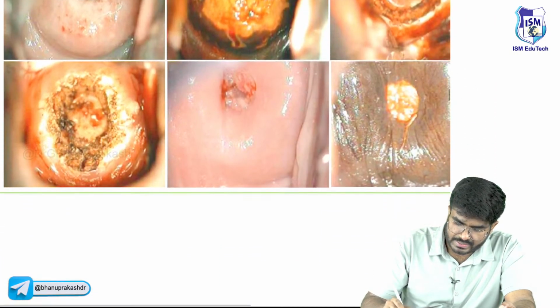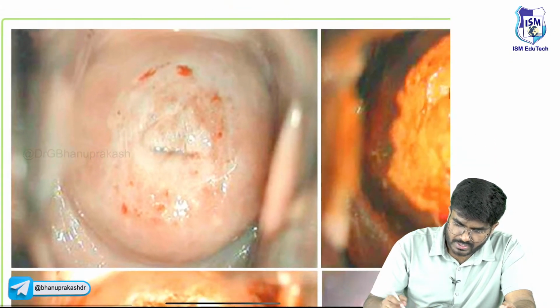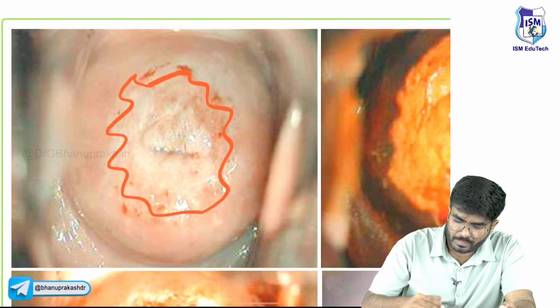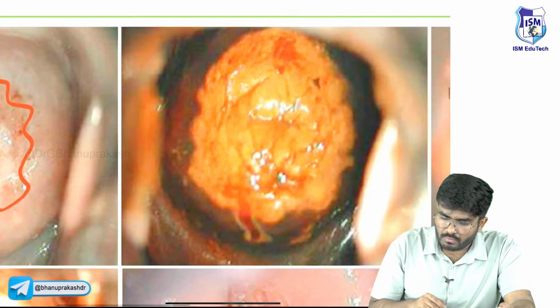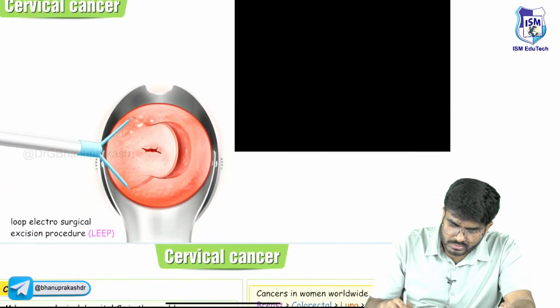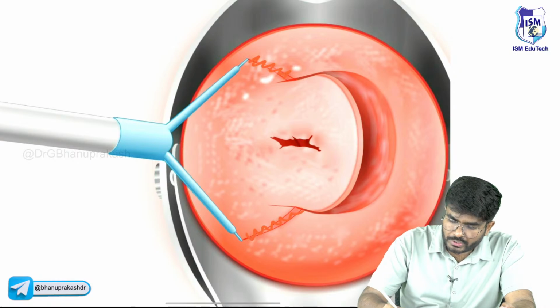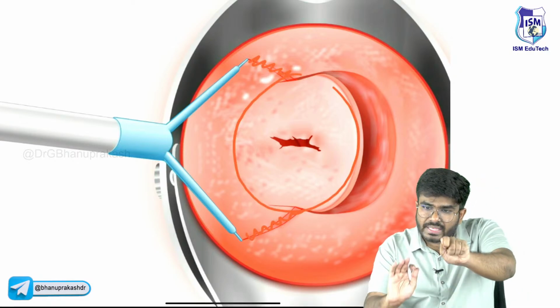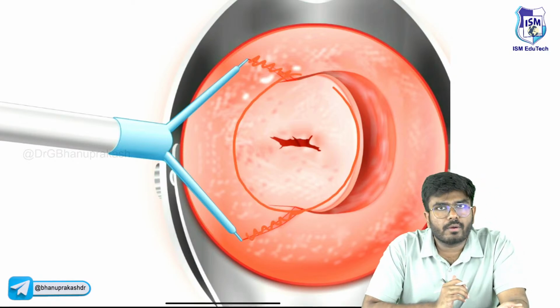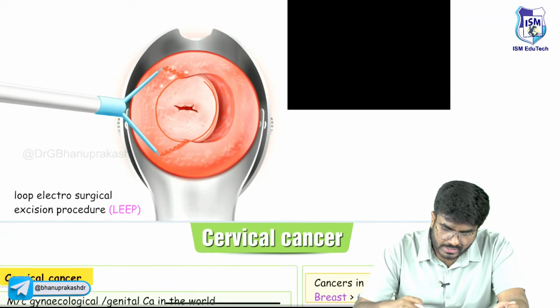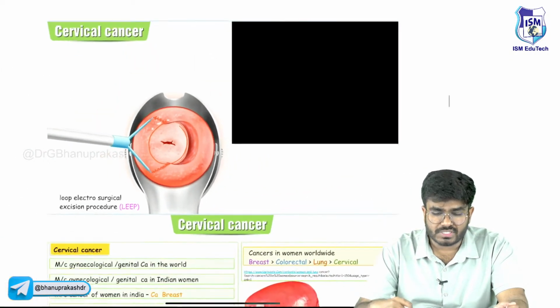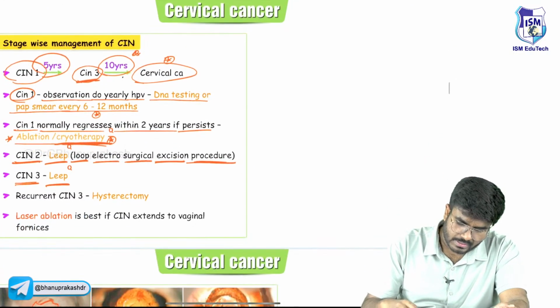Let me show you what exactly it is. Say here the patient is having, for example, white areas. If the patient is having CIN2 or CIN3, what we are going to do is we are going to use these wires, the loop. We are going to remove that area. We are going to just scoop that area. We remove that area. This is called loop electrosurgical excision procedure, which is done for CIN2 and CIN3.